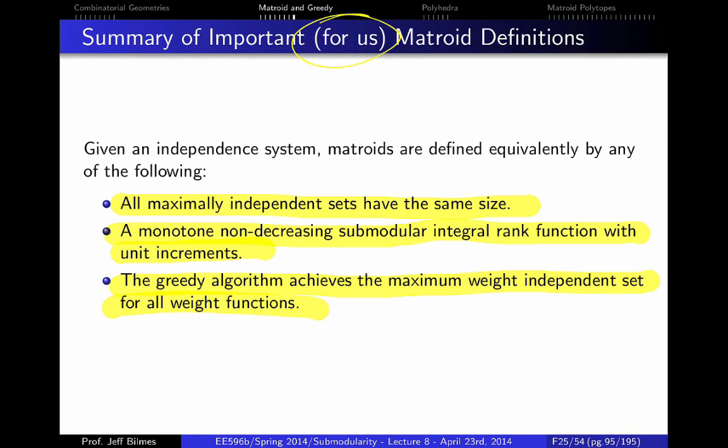Yep, Scott. So, does it have to be an integral rank function? Could it just be a polymatroid function? You mean the generalization? Yeah. Well, the matroids are always going to be integral rank functions, and they're going to have unit increment. But as we'll see, polymatroid functions need neither be integral nor unit increment.